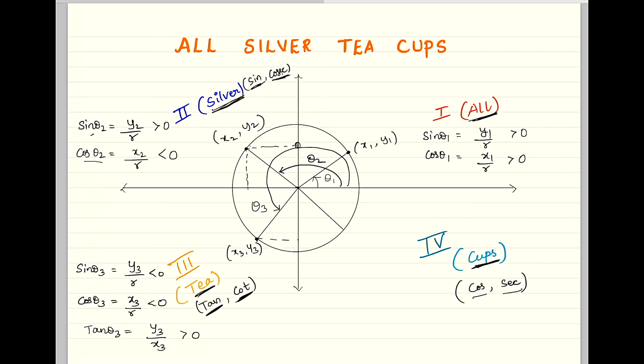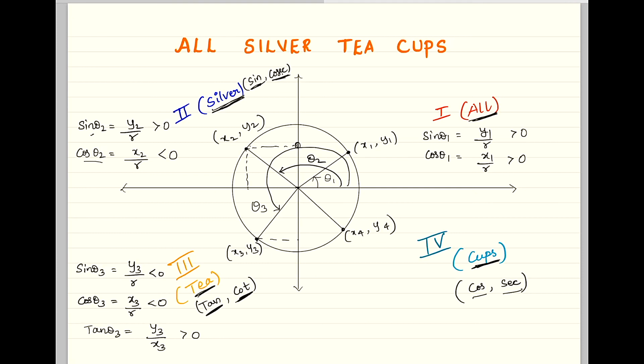Similarly, you can check for the fourth quadrant. I am not going to do it, you check for yourself. Just identify the point in the fourth quadrant, assume it as x4 comma y4, and accordingly use the definitions and check how only cos and secant are positive, all others are negative.